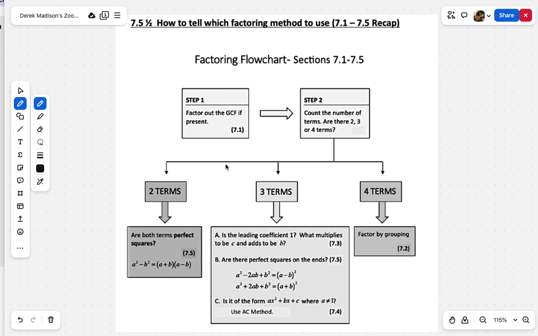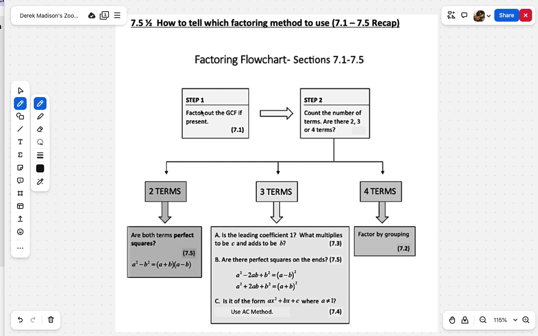And so you're going to have to know how to do all of the methods and then when to use which method. So this flow chart here is to help you organize and strategize on how to get to the right method for the problem you're looking at.